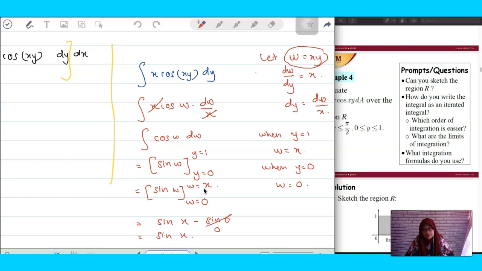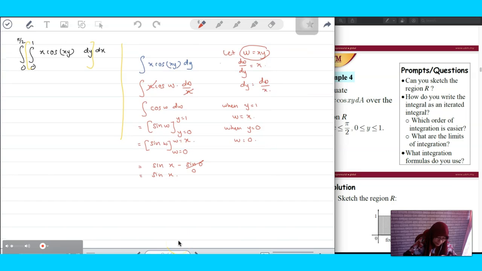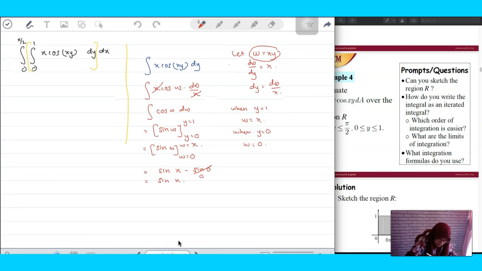Remember, I told you before, the result of the inner integration can be a constant or an expression in terms of x or in terms of y. It depends on what kind of order of integration you have. Okay, in this case, your inner integration is sin x. So now, just copy your final solution from your first integration. So you have sin x dx.